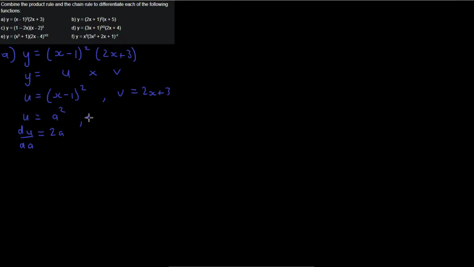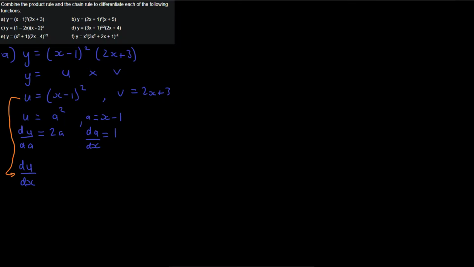Well, I've just introduced a, so I better explain what a is. a is x minus 1. da/dx, though, would equal just 1. Now, why did I do this? Because I wanted to work out du/dx. Now, if I tried to go directly from u and say, well, du/dx is blah, that would be a little bit challenging. So what I've done is I've applied the chain rule within this product rule question.